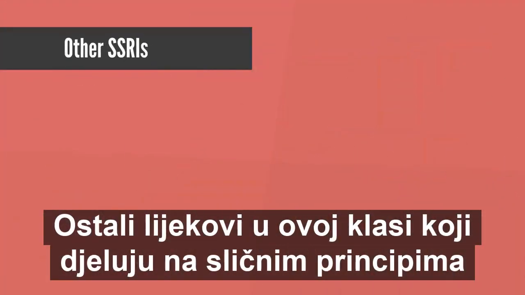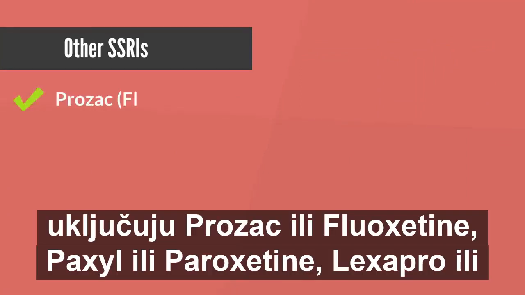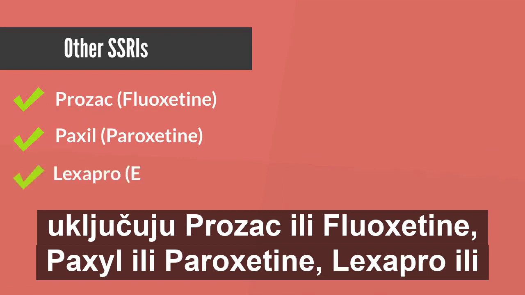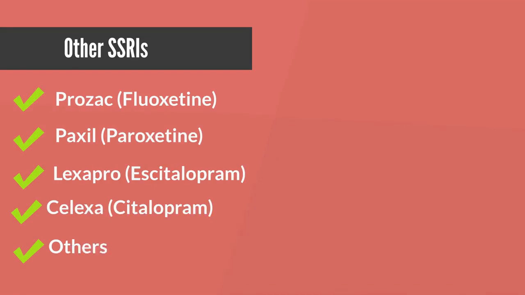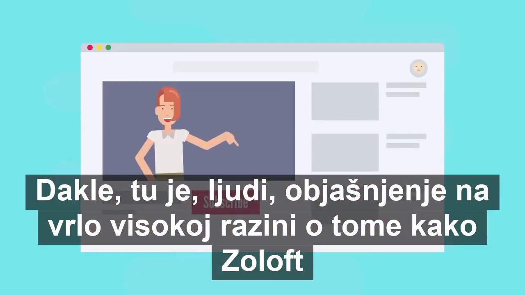Other medications in this class that work along similar principles include Prozac or fluoxetine, Paxil or paroxetine, Lexapro or escitalopram, Celexa or citalopram, and many others. So there you have it, folks, a very high-level explanation of how Zoloft works.